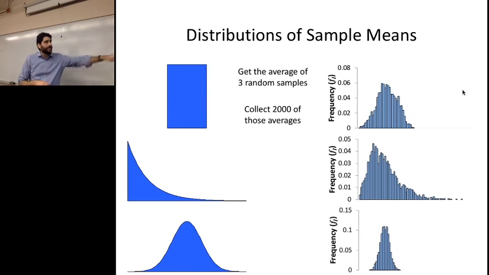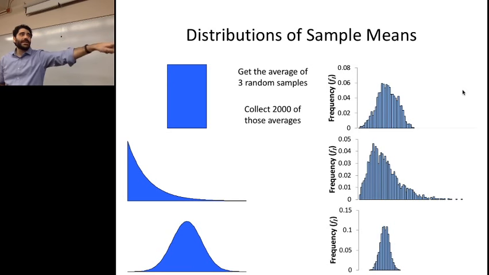And so you can see, even though the population distributions are very different from each other, the distributions of the means of the data sets start looking kind of similar. Like they all have this kind of peak and they fall off. They still look a little bit different, right? But they're sort of qualitatively start looking similar.